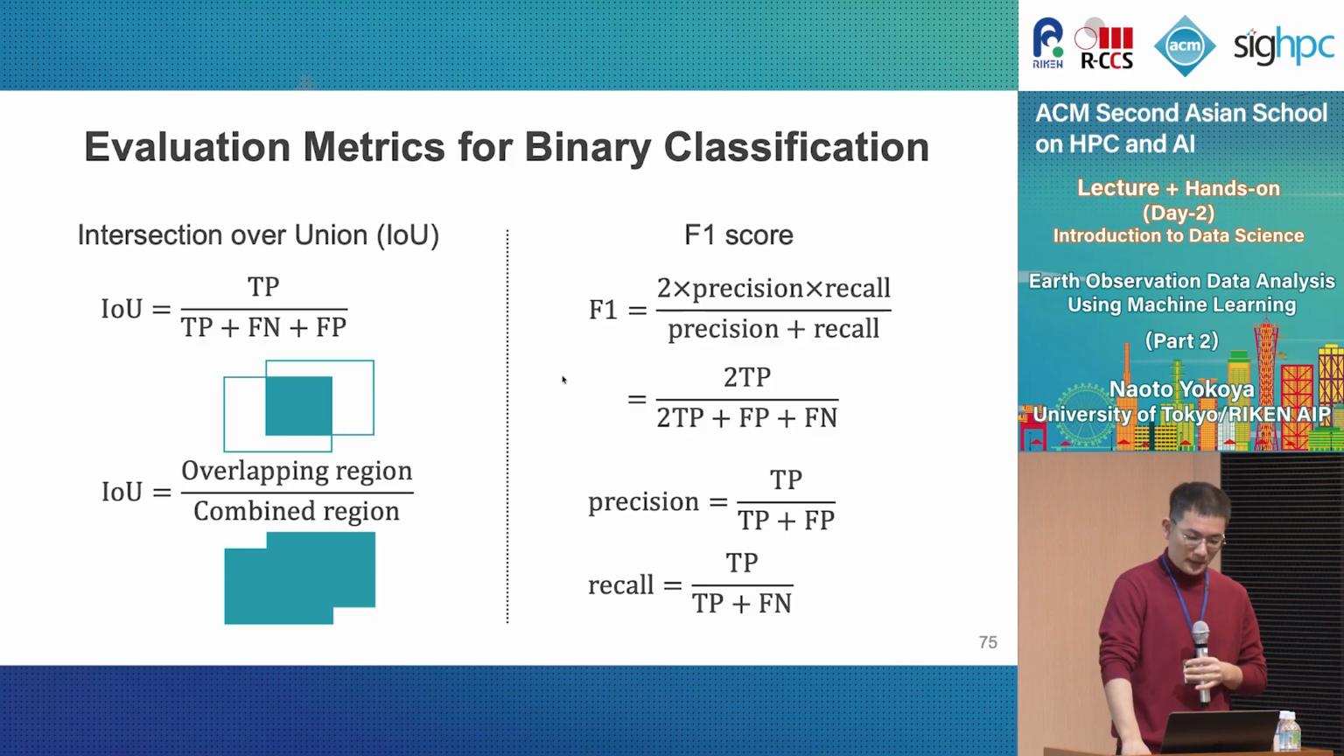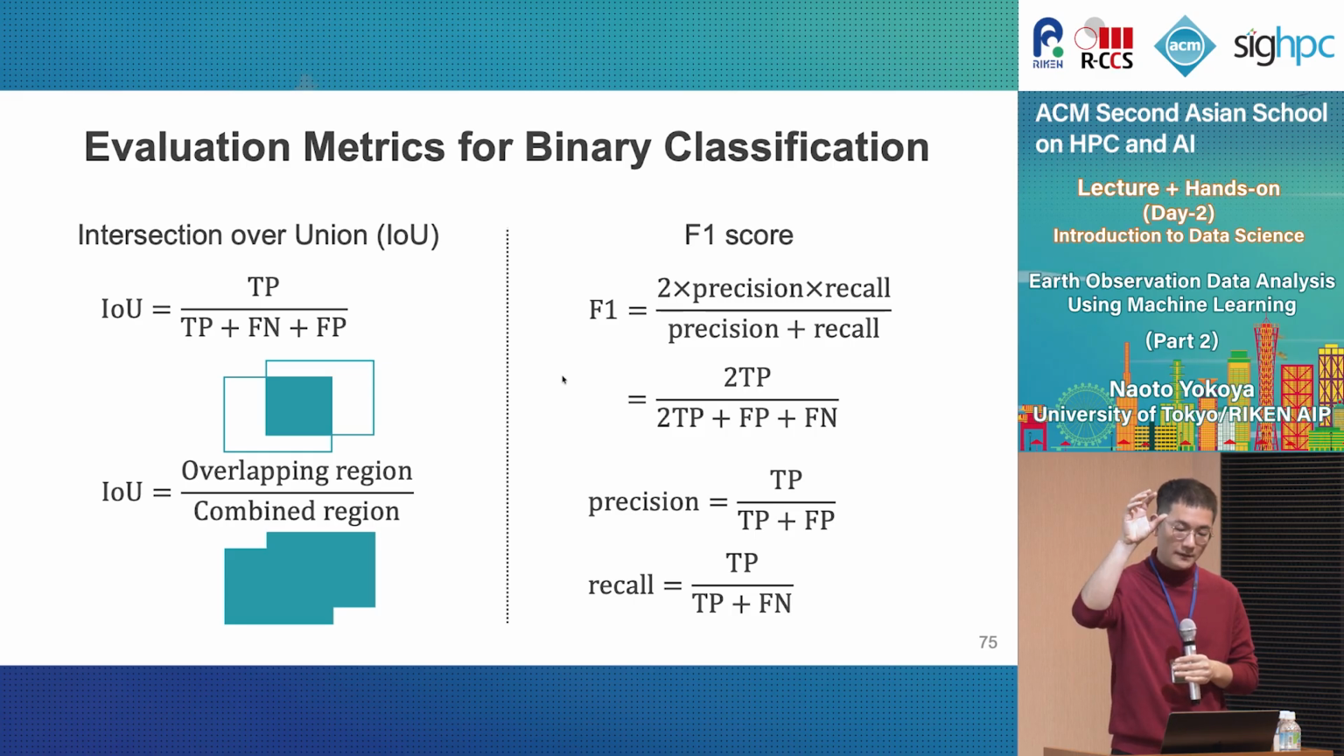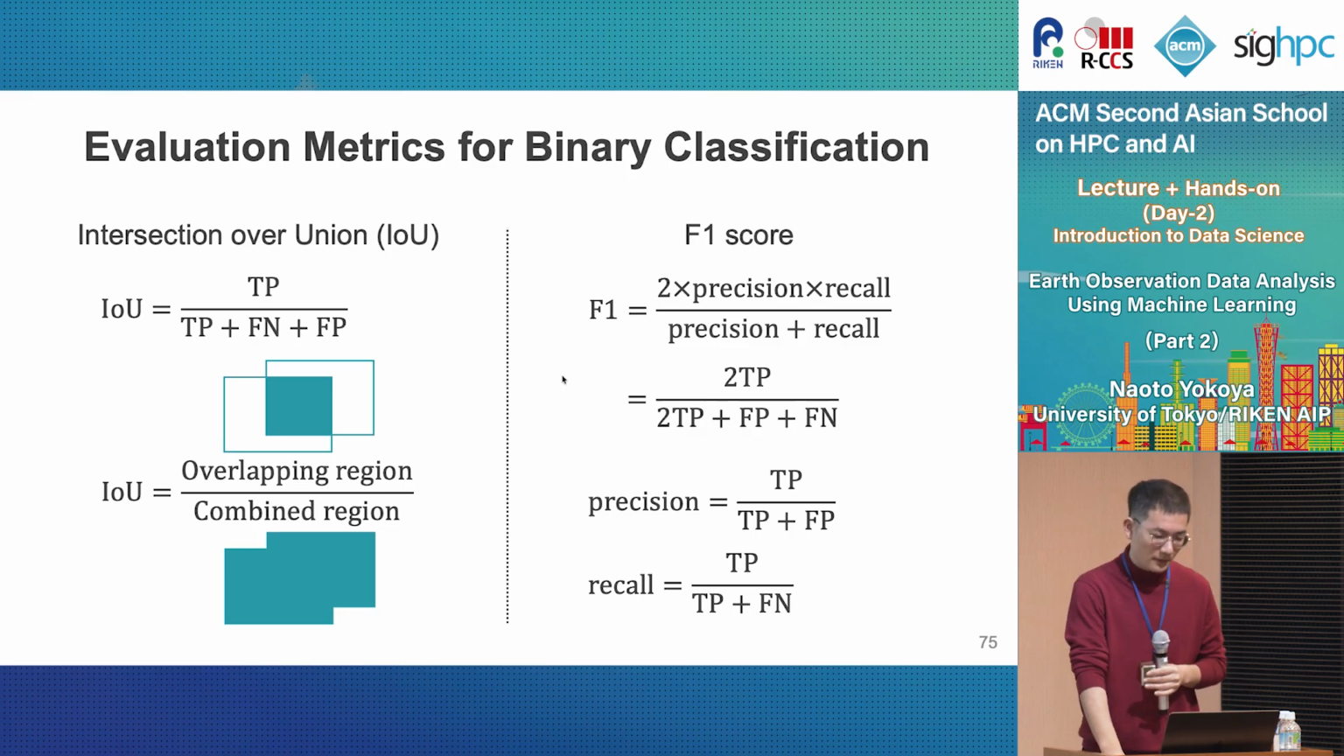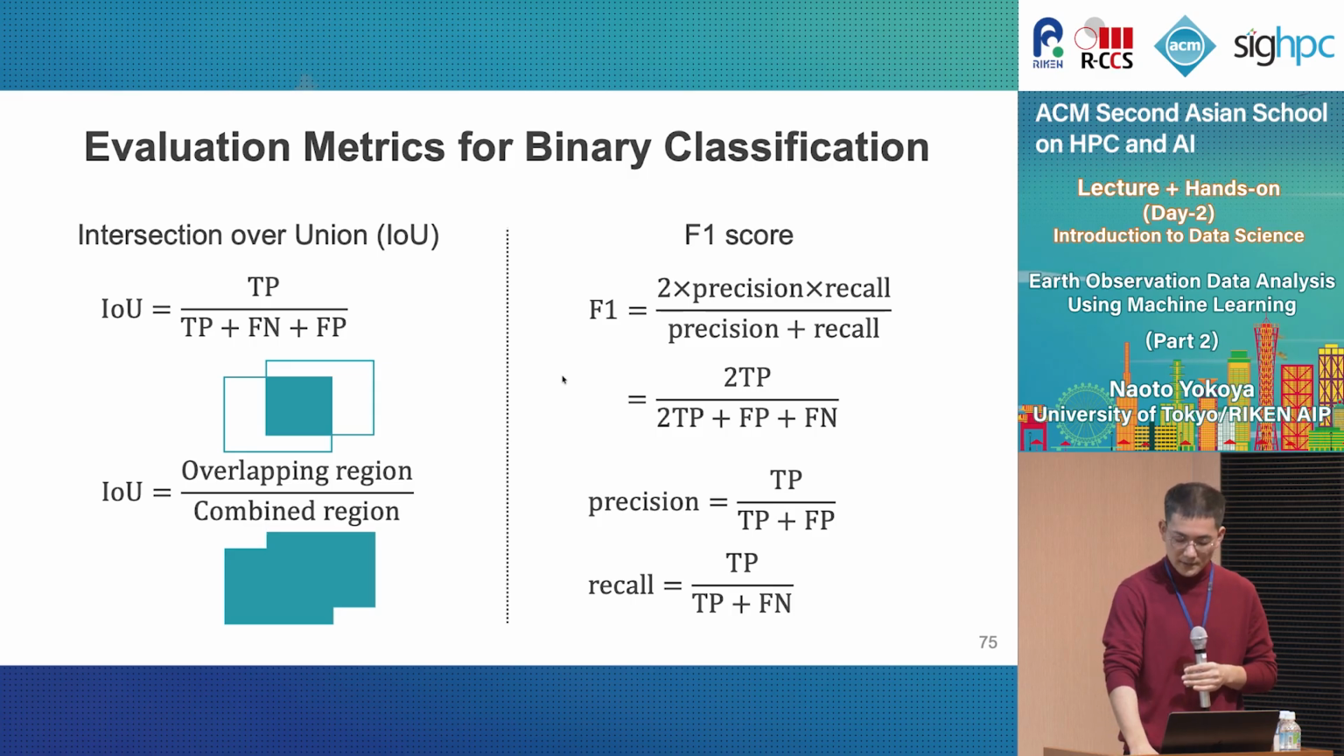And evaluation metrics, yeah. For multi-class classification, we use intersection over union, for example, or if it's binary classification, we also use F1 score, this kind of thing. Intersection over union is quite simple. It's the number of samples in the intersection between prediction and ground truth divided by the combined region. So it's represented as the number of true positives divided by the summation of true positives, false negatives, and false positives.